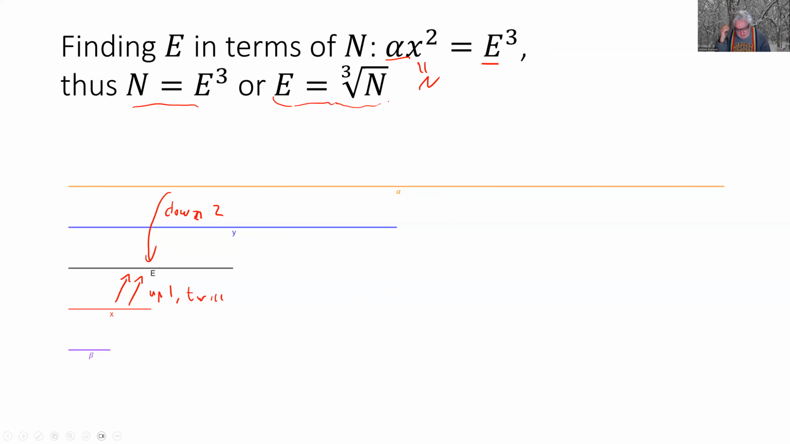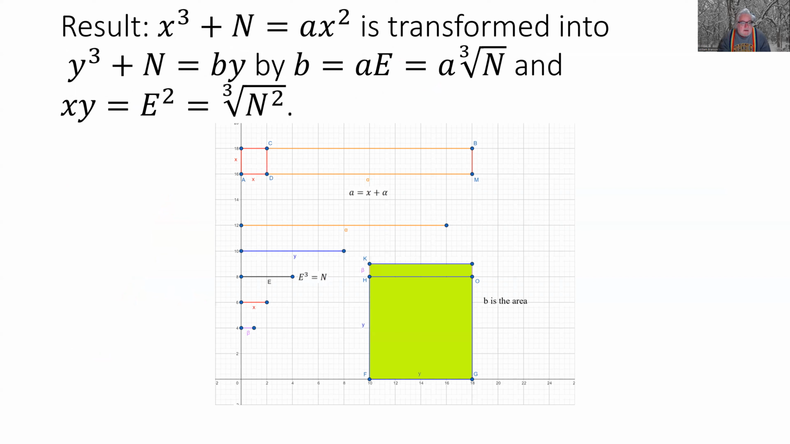And the equations we're dealing with, what that allows us to do is find out what B is. B was A times E, but we know that E is the cube root of N, so it's A times the cube root of N. And XY, well, same thing we've been doing before. X times Y, if we go down 1 from Y, if we go up 1 from X, we get E squared. So XY equals E squared, but E is equal to the cube root of N, so it's the cube root of N squared. And now we have everything we need to establish our result.